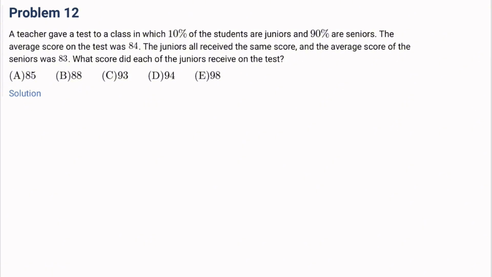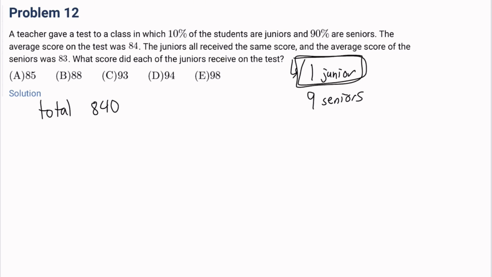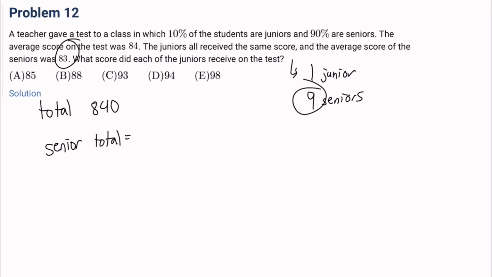Number 12, a teacher gave a test to a class in which 10% of the students are juniors and 90% are seniors. Okay, so let's just say it's 1 junior and 9 seniors, right? And so the average score was 84. So the total of the scores was 840. And the juniors all received the same score. That makes sense if we just say it was just 1 junior who took the test. And the average score of the seniors was 83. So since there were 9 seniors, the senior total is going to be equal to 9 times 83.